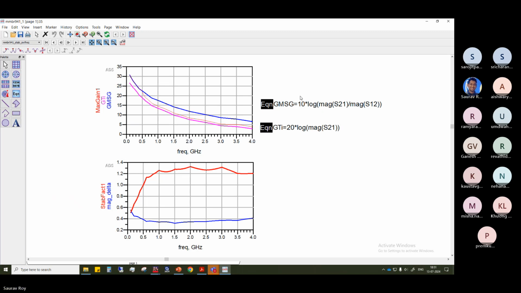As you see, maximum stable gain is higher here. It is what you could have achieved at maximum, but because in our case it is not stable, we are actually able to achieve a little bit less than that. But at 500 megahertz, the red, which is the maximum gain, and MSG go to the same value. These two plots are converging here, MSG and maximum gain.